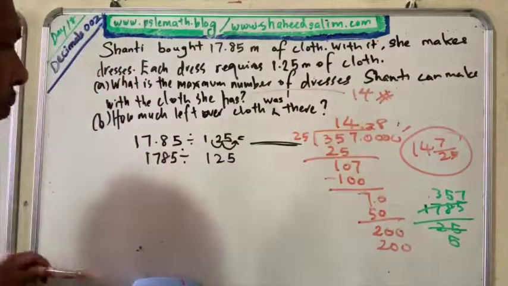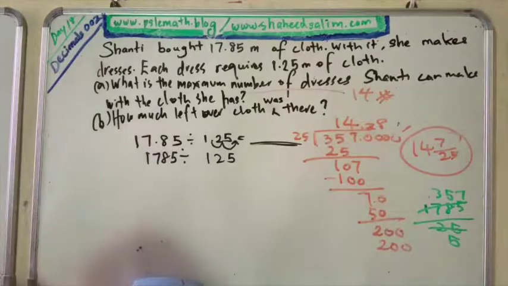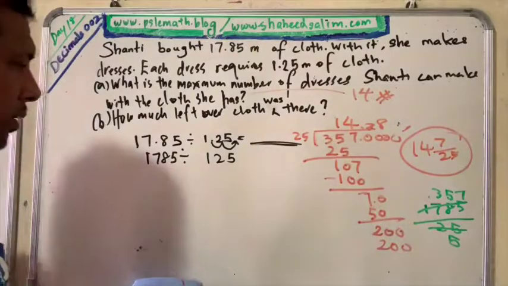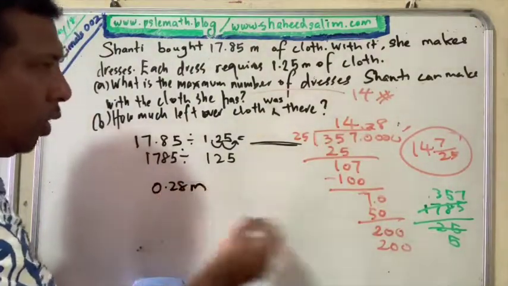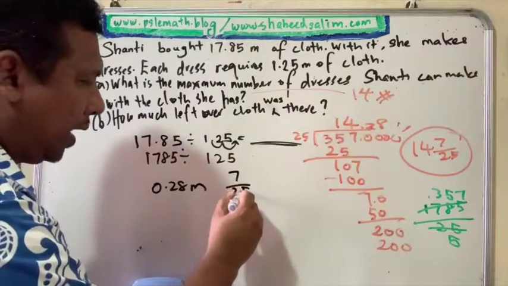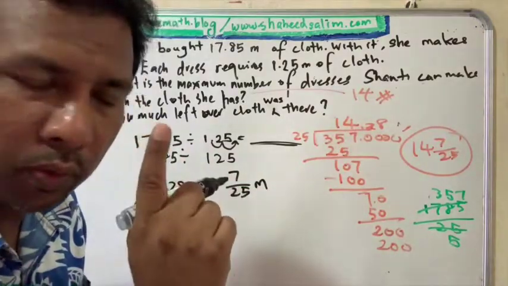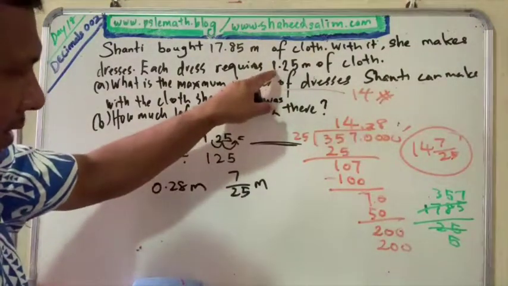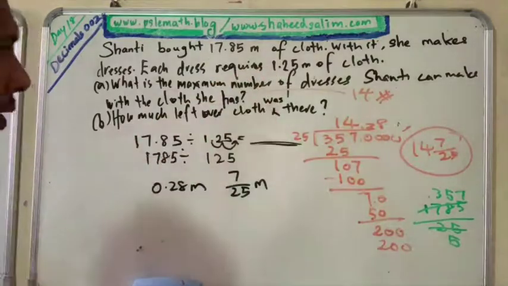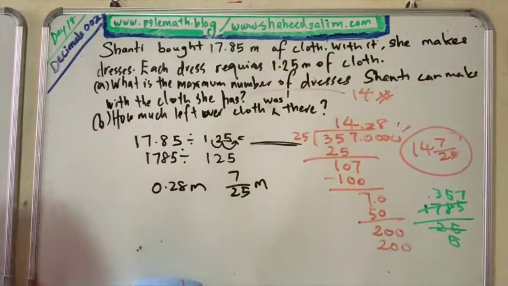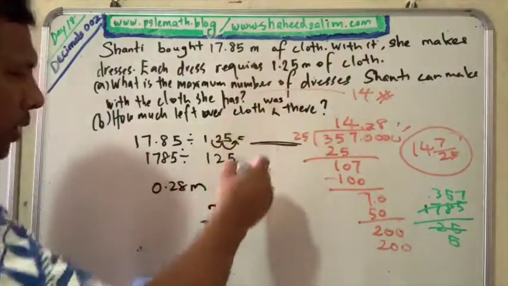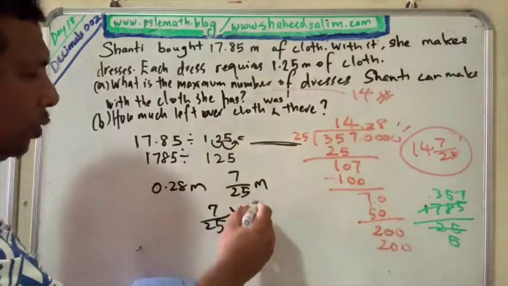What about question B? How much leftover cloth was there? Now some students make the mistake of saying there's 0.28 meters of cloth. No. This is 0.28 of 1.25 meters of cloth. So you can change it to cm if you want to. So let's see now. It's 28 over 100 of this one. So of means times 125 cm.